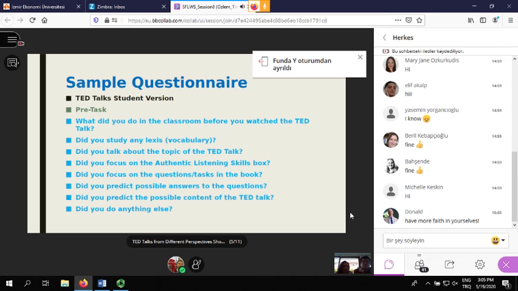And then sometimes we talk about the topic of the TED Talk, and then we focus on or not focus on the authentic listening skills box. There's a box, as you know, if you have used the book. And did you focus on the question task in the book? Predict possible answers to the questions. Did you predict the possible content of the TED Talk? Did you do anything else?